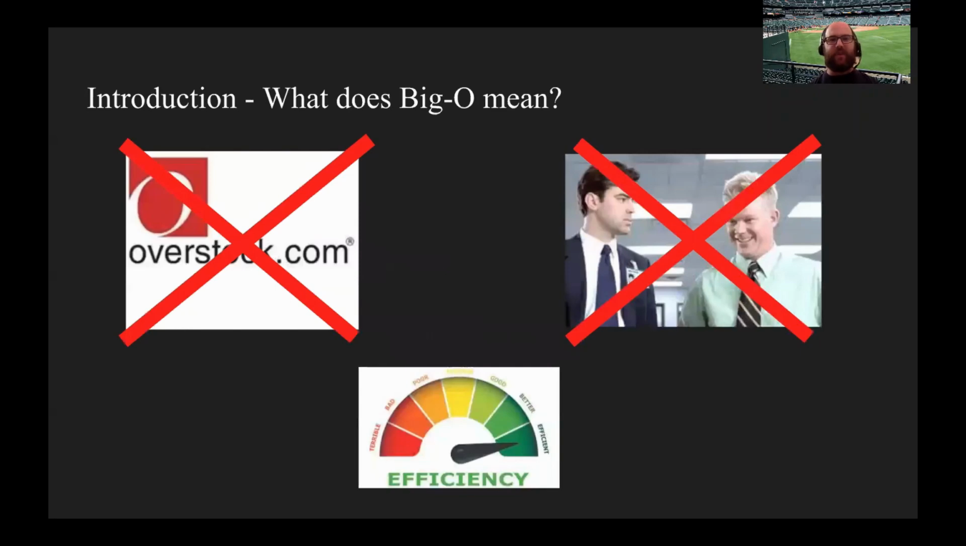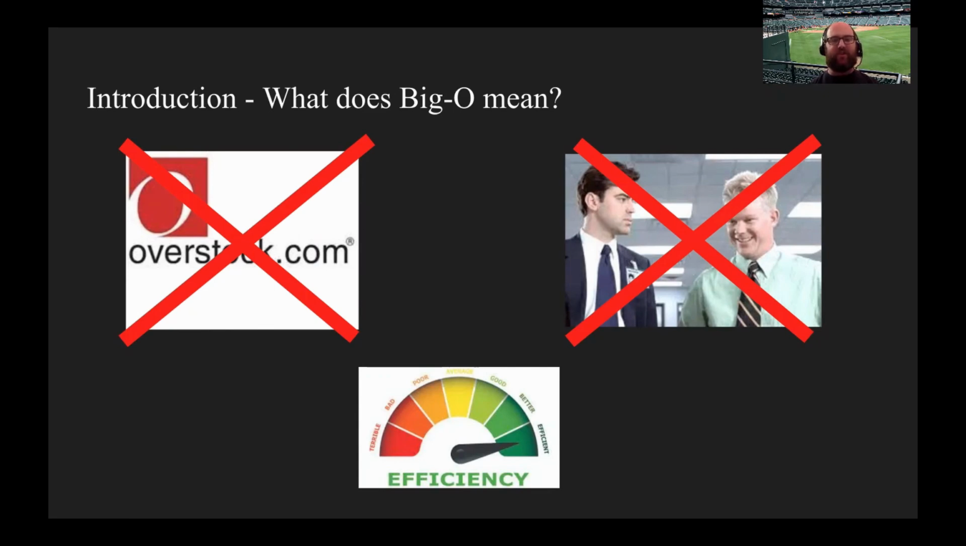So what does Big O mean? Well, contrary to some commercials that were on TV a few years ago, it's not for Overstock.com. Big O is also not talking about that scene from Office Space. When we talk about Big O notation, really we're talking about a program's efficiency.